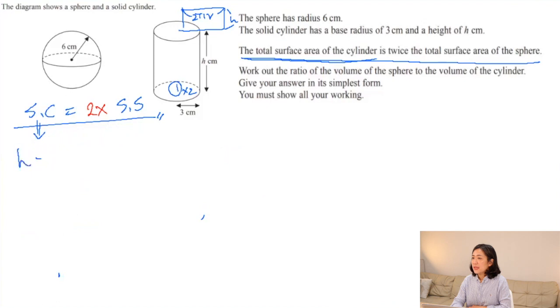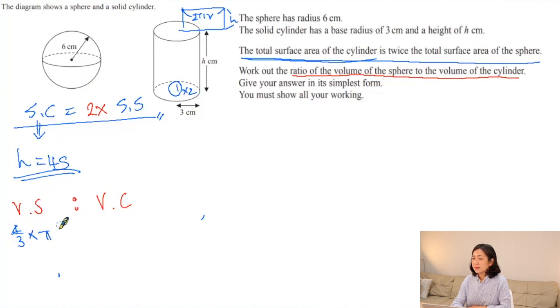Then the final goal is we need to find the ratio of the volume of the sphere to the volume of the cylinder. Let's compare the volume of these two shapes. First of all, volume of a sphere to volume of cylinder. Now, how can you find the volume of a sphere? Yes, volume is 4/3 pi r cubed, right? R will be 6 cubed. Then now the volume of the cylinder is pi, r is 3 squared, h is 45.